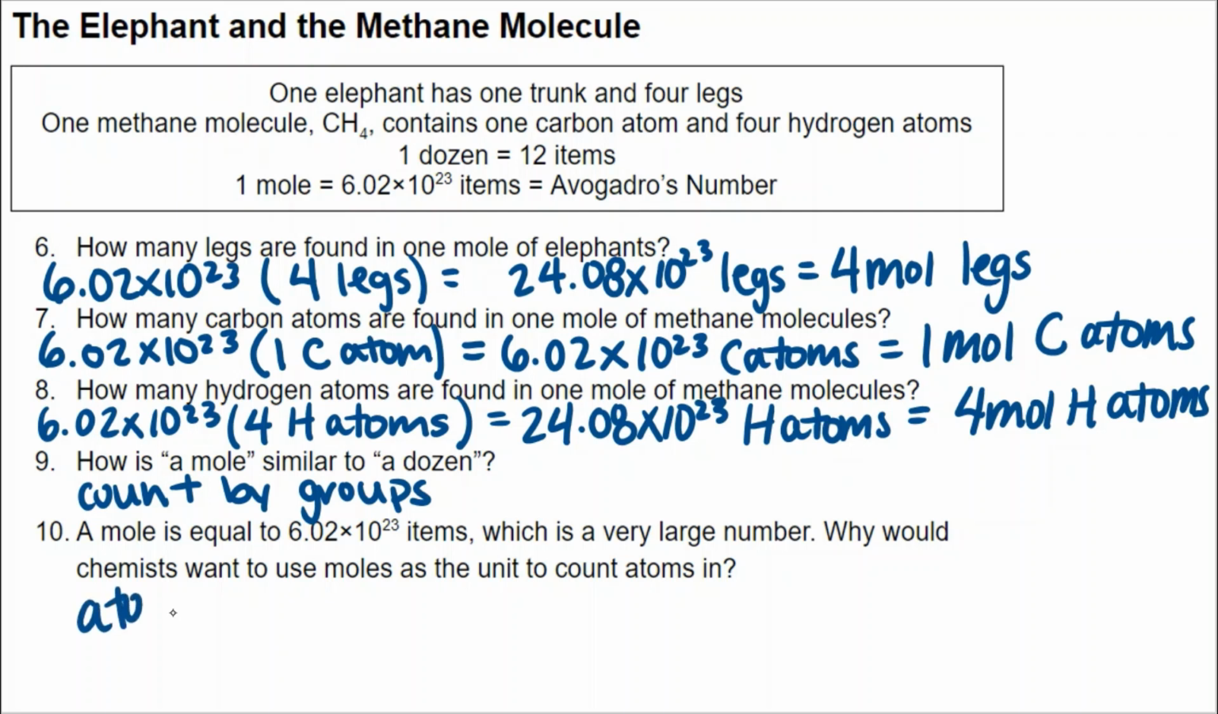So atoms are very small. So you have to have billions of them in one place before you can even see the substance. So we want to count them in large groups because there's a lot of atoms in a sample or in a compound.